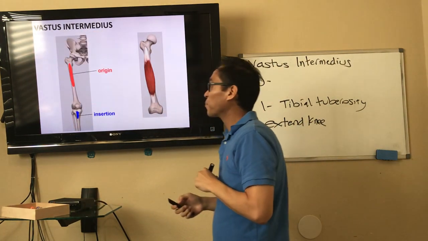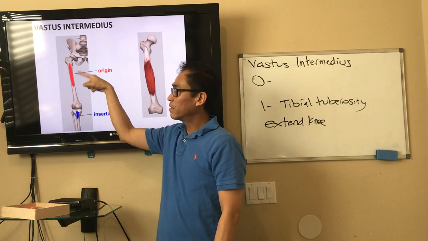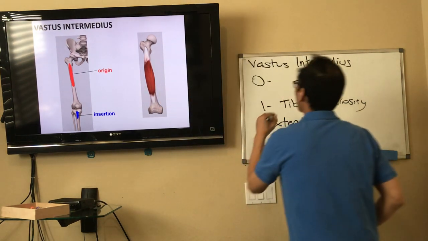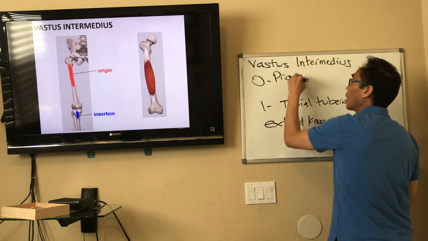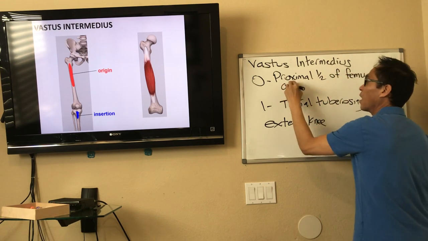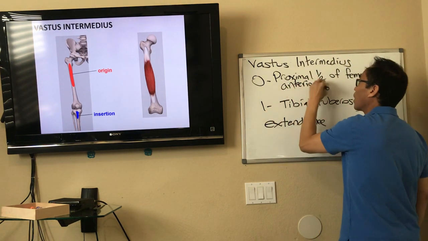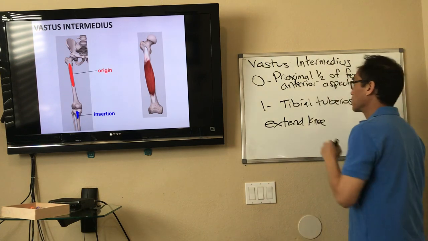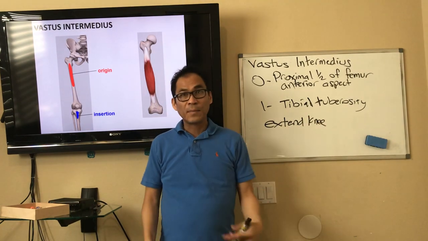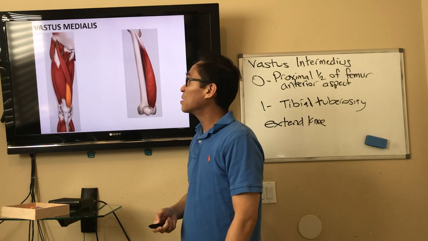Look at the attachments there. This muscle originates, I'm going to call that, proximal half of the femur, anterior aspect. Everything else is the same. It's going to insert on the tibial tuberosity, and because it only crosses the knee joint, it can only extend the knee. Next one, vastus medialis.